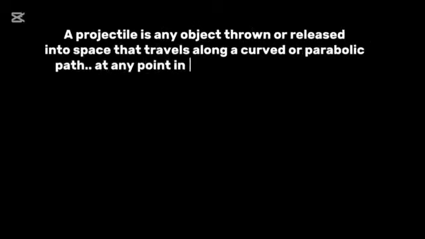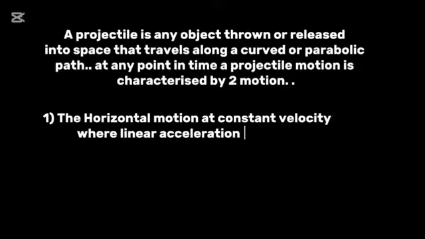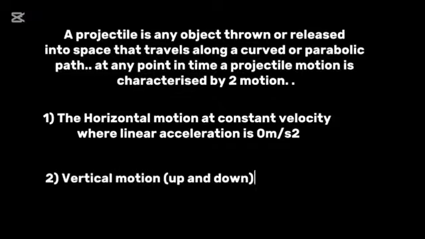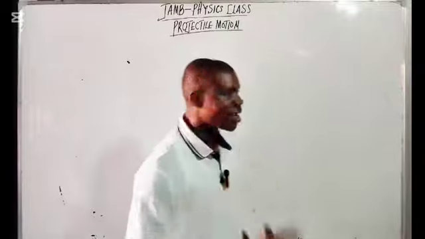A projectile is any object thrown or released into space that travels along a curved or parabolic path. At any point in time, projectile motion is characterized by two motions. One, the horizontal motion at constant velocity, when the linear acceleration is equal to 0 meters per second squared. Number two, vertical motion, the up and down, with constant acceleration, where gravitational acceleration g is equal to 9.8 meters per second squared. Do you understand?